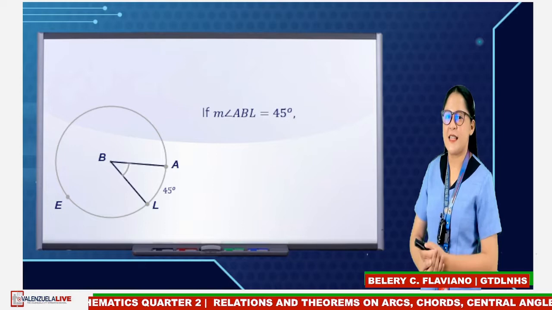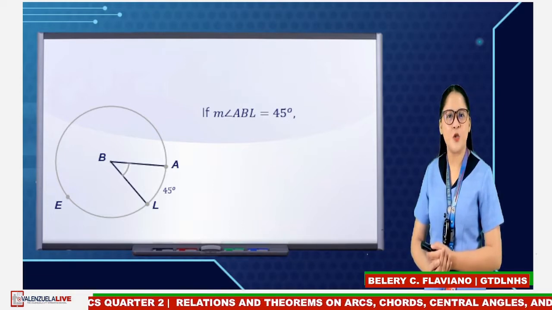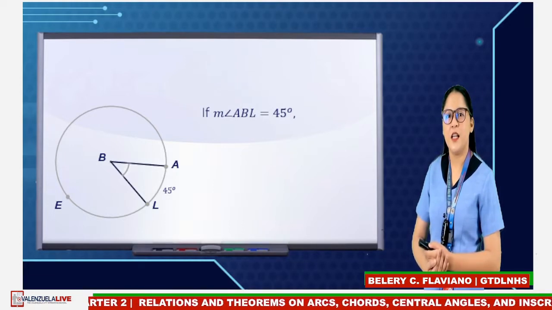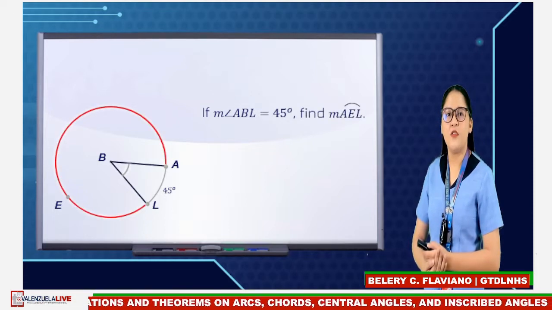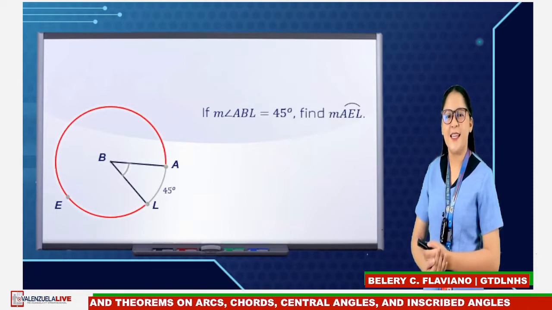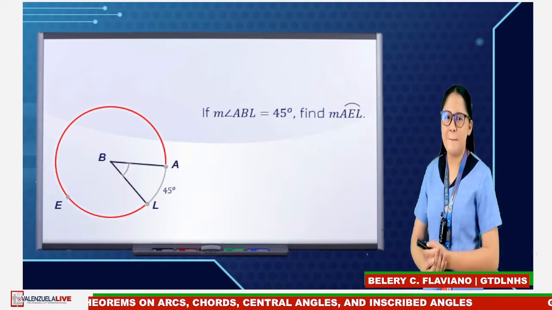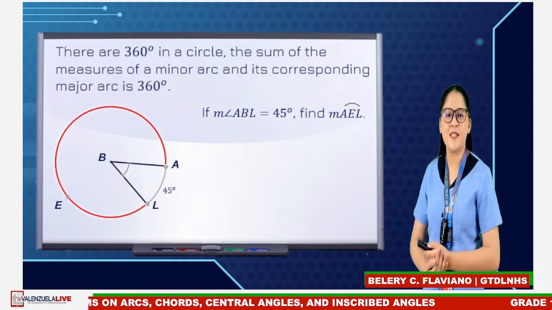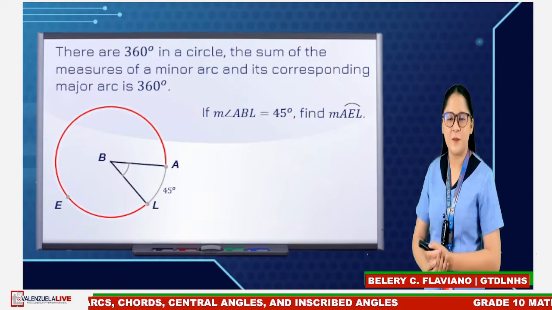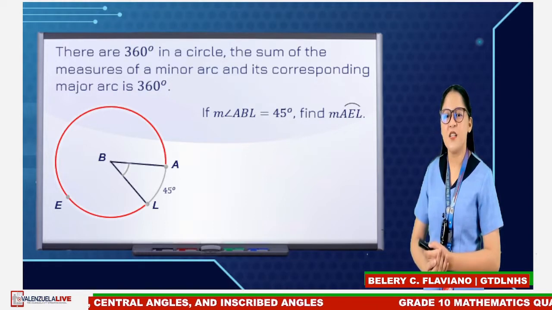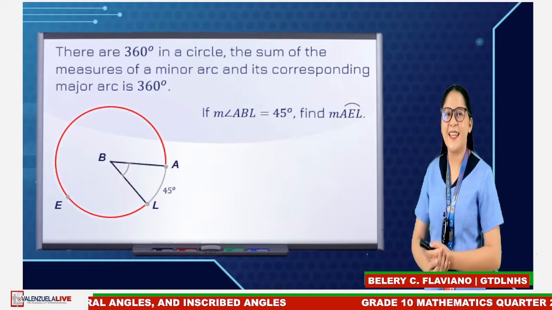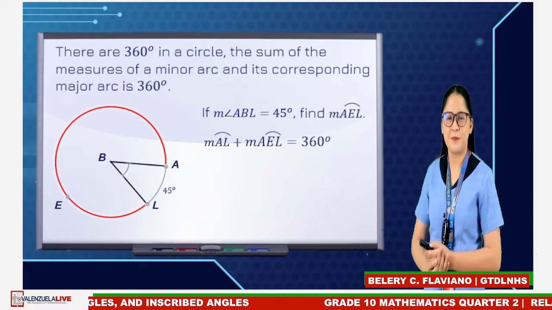Now let's have another example. Given that the measure of angle ABL is equal to 45 degrees, find the measure of the major arc AEL. Remember that there are 360 degrees in a circle, so the sum of the measures of a minor arc and its corresponding major arc will be 360 degrees.